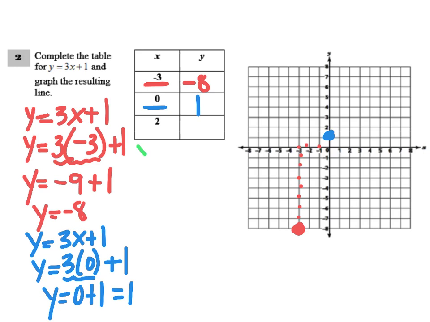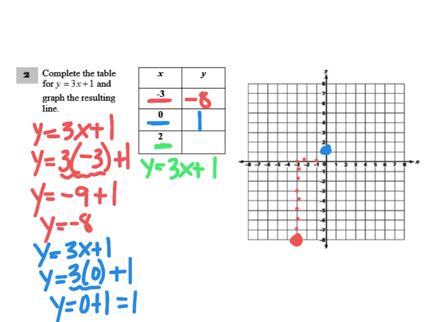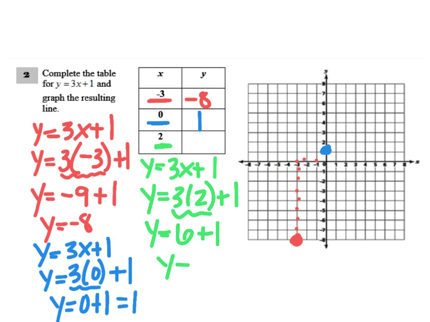Alright, and then plug in 3x plus 1. We're going to plug in 2. So we're going to take 3 times 2 plus 1. So that'll be 3 times 2 is 6. 6 plus 1 is 7. So you're going to go right 2, 1, 2, and then up 7. 1, 2, 3, 4, 5, 6, 7.